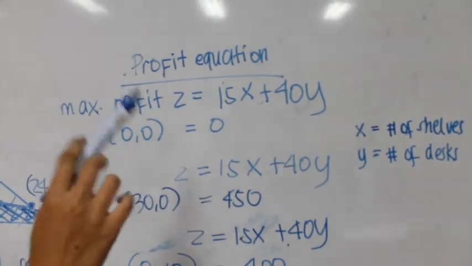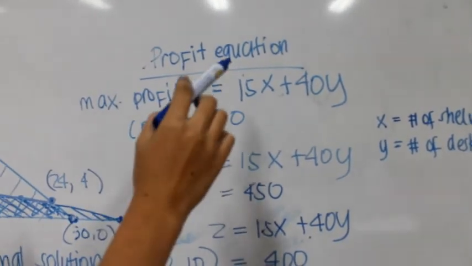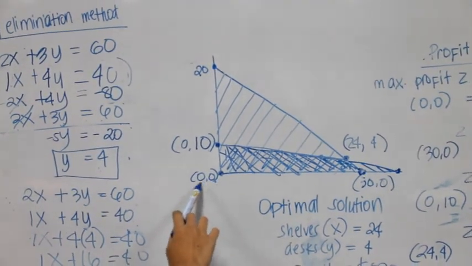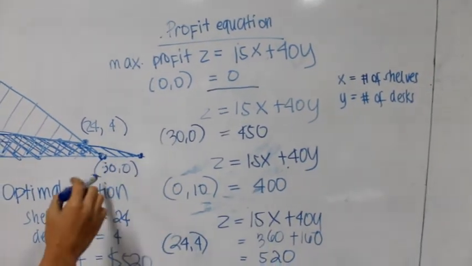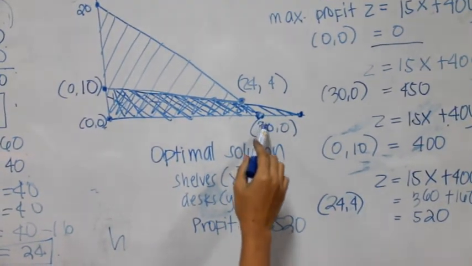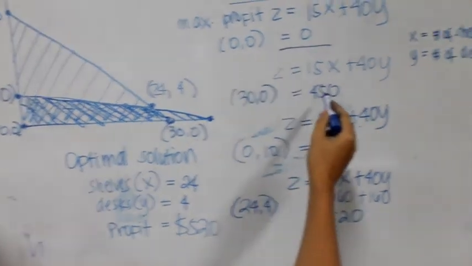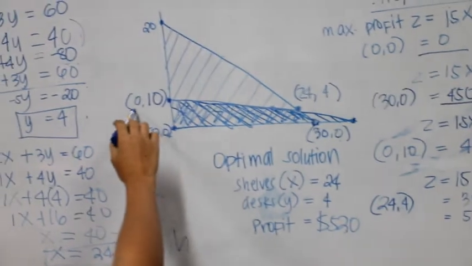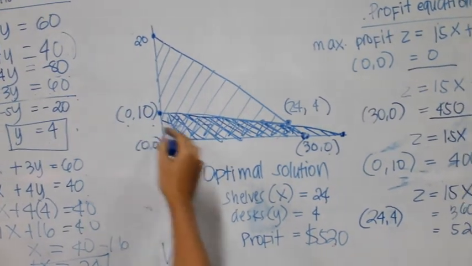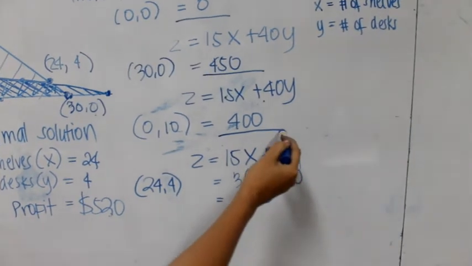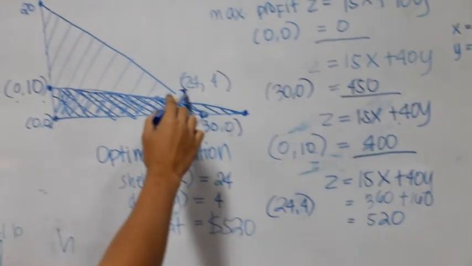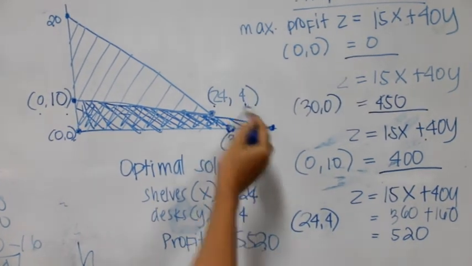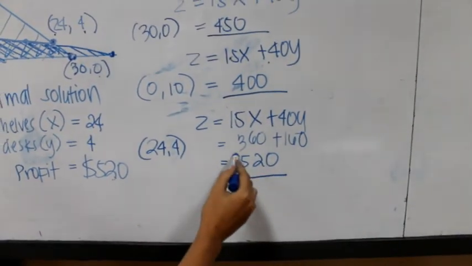Now let's figure out how the company will make the most profit. So we now make the profit equation. Let's start with the origin. When x equals 0 and y equals 0, the company will make 0 profit. And then, when the company makes 30 shelves and 0 desks, they will make $450 of profit. And when they make 0 shelves and 10 desks, they will have $400 of profit. And when they make 24 shelves and 4 desks, they will have $520 of profit.